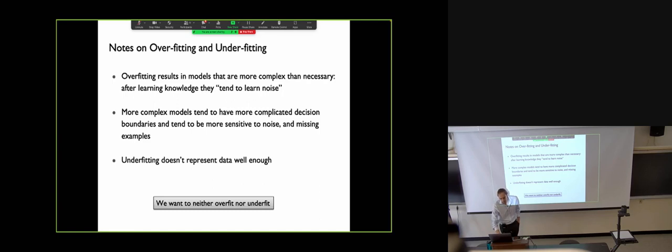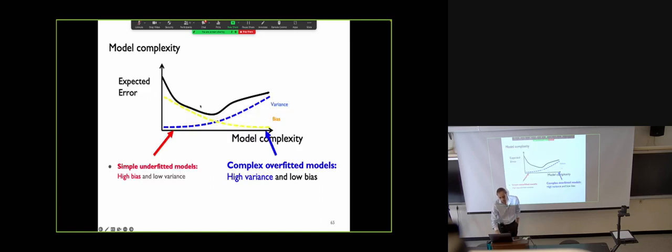So this is what I've been saying. Model complexity. This graph is what we call the bias-variance trade-off. On the x-axis we have model complexity. Here are very simple models, and here we go to much more complex models, and the y-axis is the expected error. So this is how much error we expect.